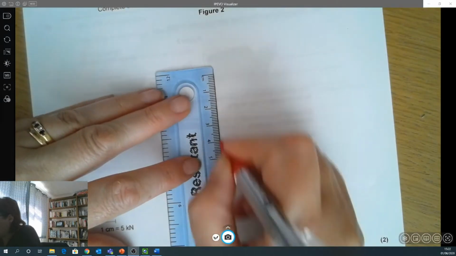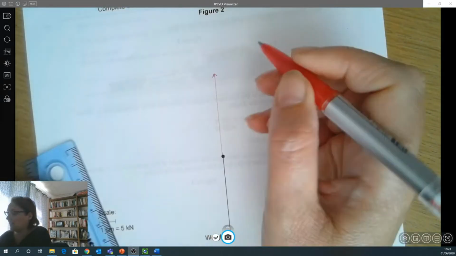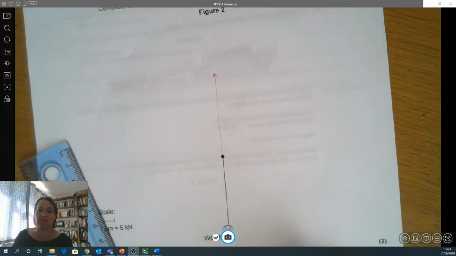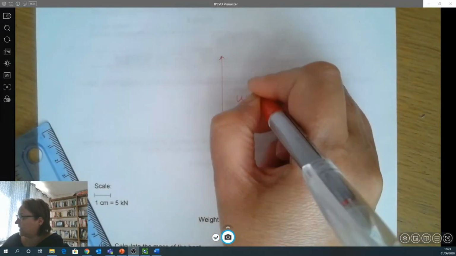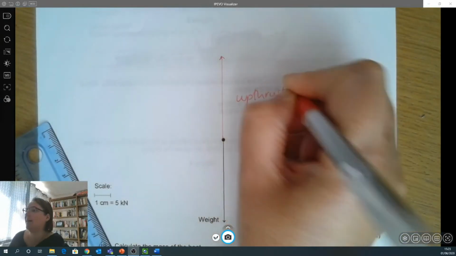When they mark these, it always says on the mark scheme by eye that they look equal and opposite. So they don't get out a ruler and measure it, they just glance at it and see if it looks the same length by eye. And for the second mark, I need to label that as upthrust.